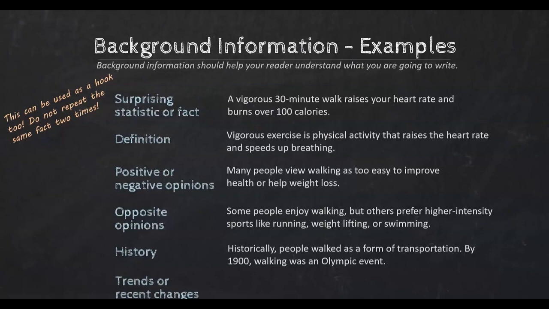And finally, you can give trends or recent changes that pertain to your topic. Like this one, by the 1990s, walking was a popular U.S. sport with over 65 million regular walkers. I wouldn't use all of these sentences as background information. You only need to pick about 3 or 4 sentences that are very closely related to what you're going to say about your topic in your essay.